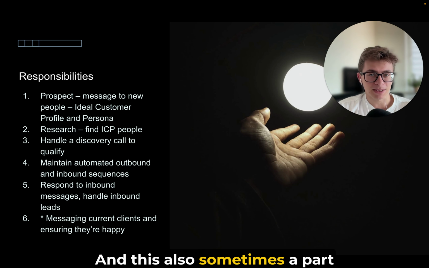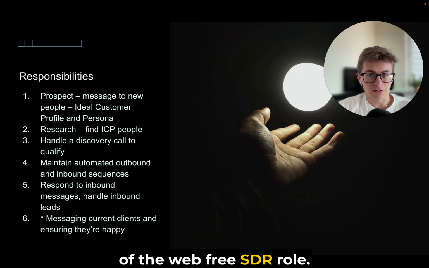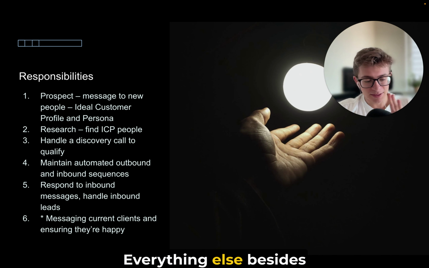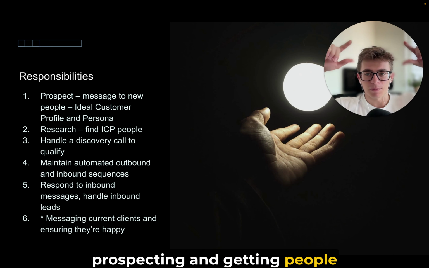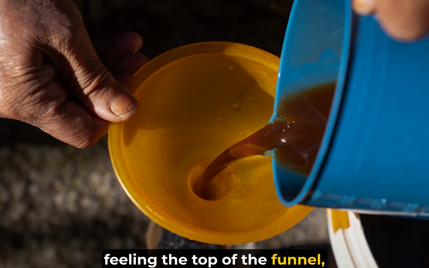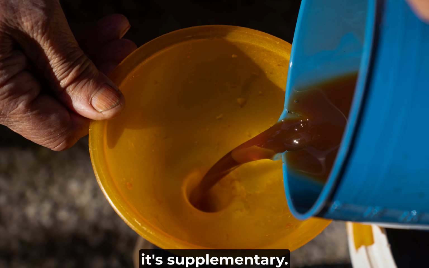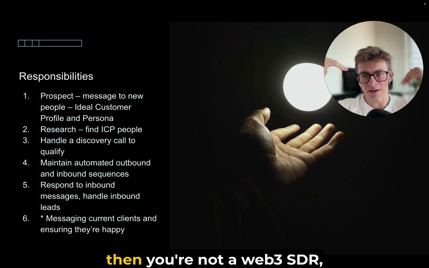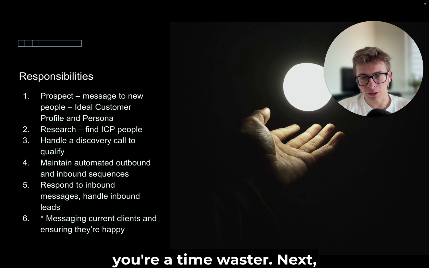And this is also sometimes a part of the Web3 SDR role. These are the core responsibilities. Everything else besides prospecting and filling the top of the funnel is supplementary. This is the main thing. If you don't do this, then you're not a Web3 SDR, you're a time waster.